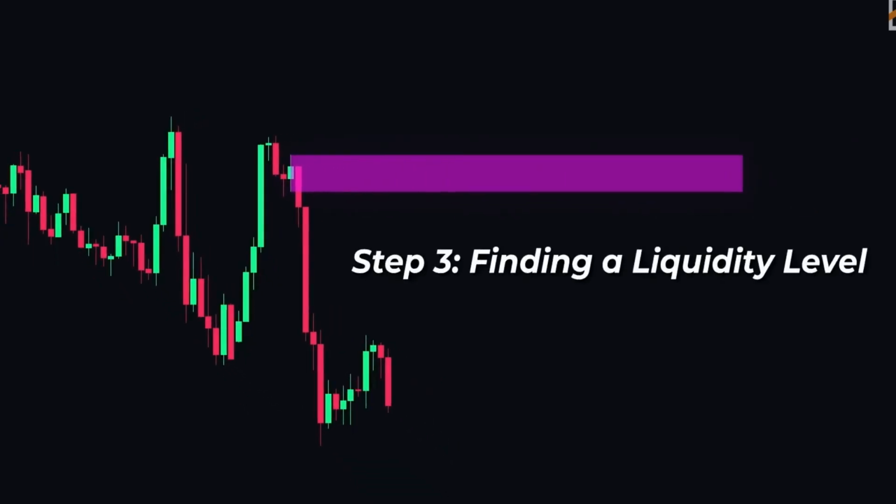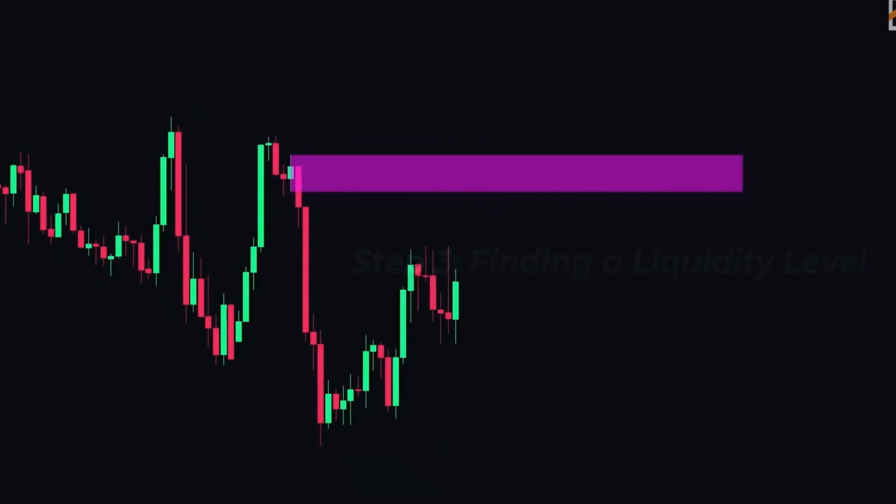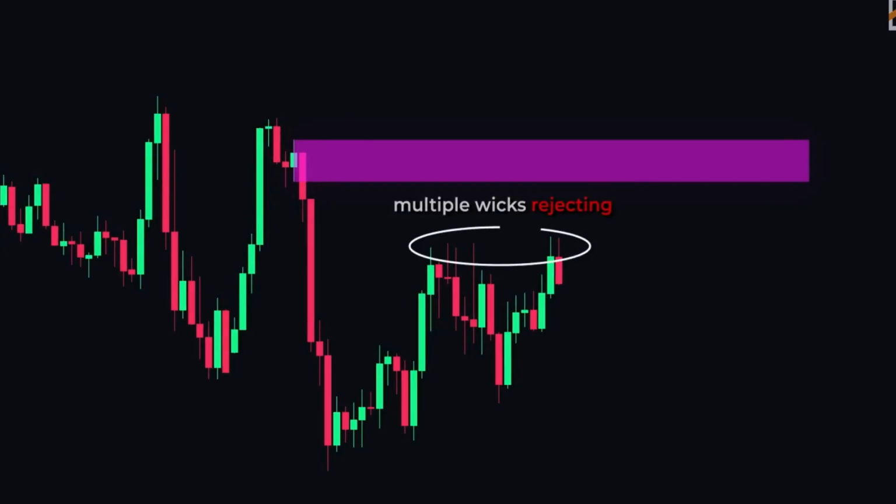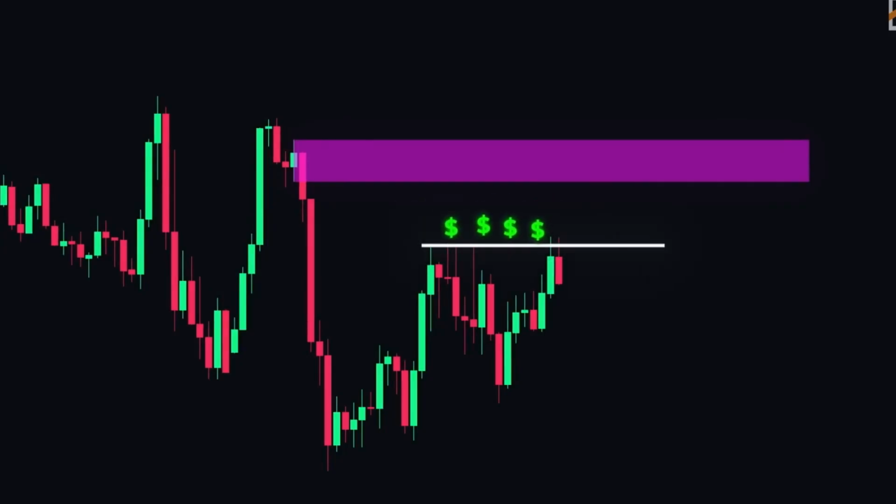Next, we move on to step 3, which is finding a liquidity level below that supply zone. Here, we can see multiple wicks rejecting this level, making it an area of liquidity. This makes it a target for a liquidity sweep.